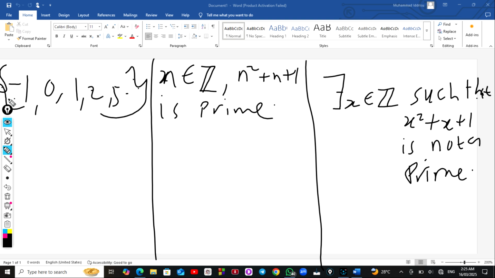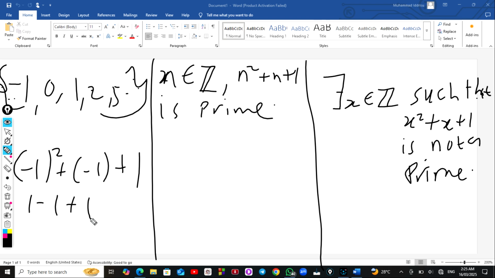So if we test negative 1, we have negative 1 squared plus negative 1 plus 1. The statement claims that this is a prime number, so we are going to disprove it. Negative 1 squared is 1, plus negative 1 is 1 minus 1, which is 0, and 0 plus 1 is 1, but 1 is not a prime number, so there exists a counterexample.